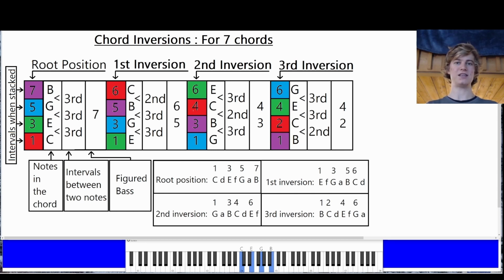So now instead of having C, E, G, B, now I have E, G, B, C. And instead of having a 1, 3, 5, 7, now I have a 1, 3, 5, and 6. Then back to my root position 7th chord.